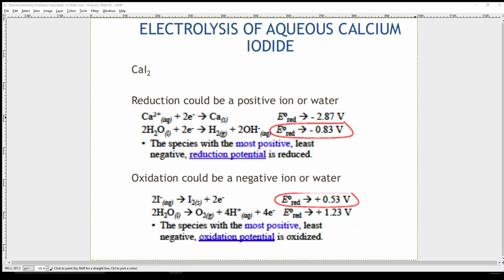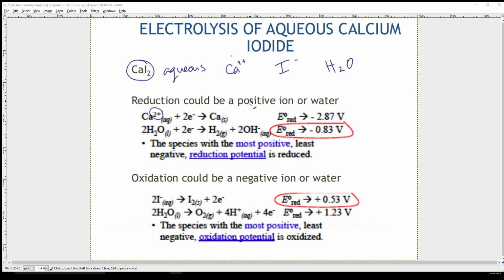Okay, well, what if we have calcium iodide in solution? It's aqueous. That means we have calcium ions floating around, we have iodide ions floating around, and we also have water in the mix. So what you do is you compare, first you take the positive ion.